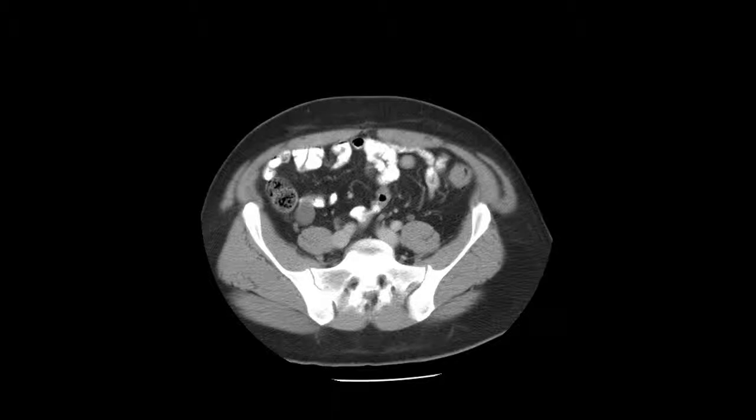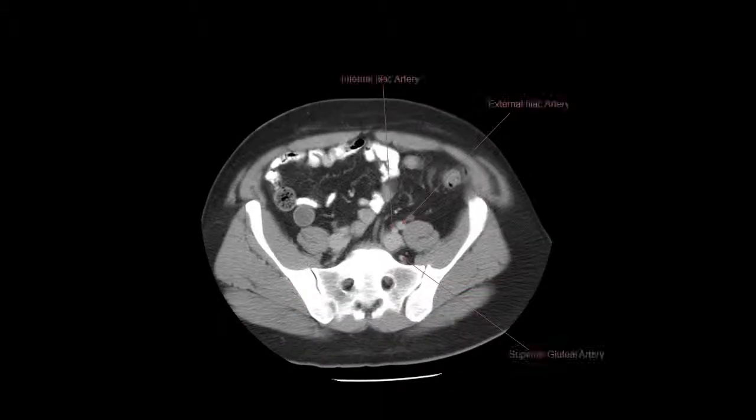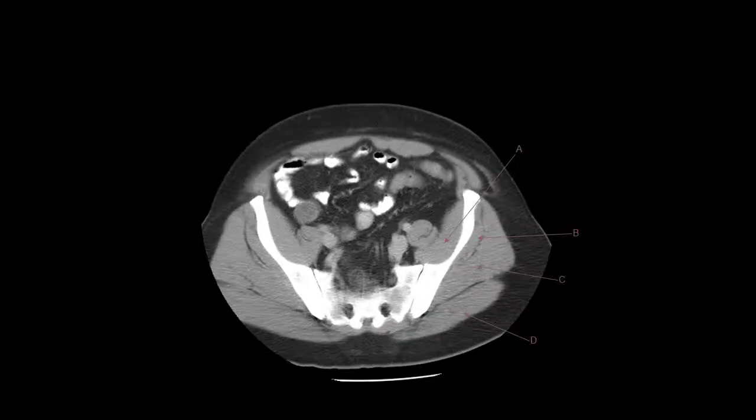sacroiliac joint or SI joint. There's your sacrum coming in the good view here. And iliac. You got internal iliac artery, external iliac artery, and there's a superior gluteal artery. Again, I don't expect that board exams are going to hit on these very much. Maybe I'm wrong. Maybe they do.